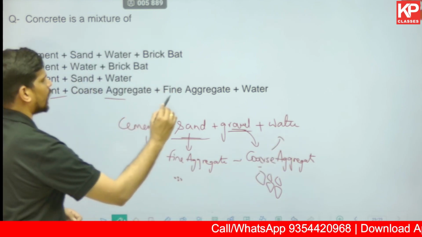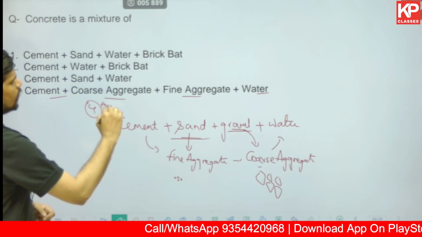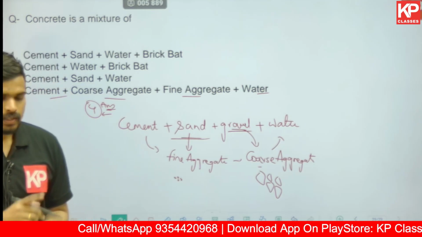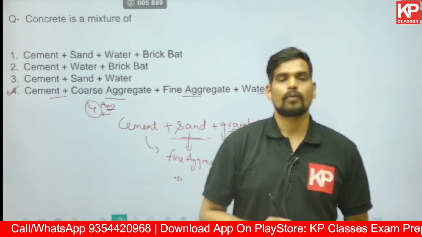So cement, coarse aggregate, fine aggregate and water, that is given in option number 4. That would be the correct answer for this building materials question from the first attempt of JEE 2024 paper 2.